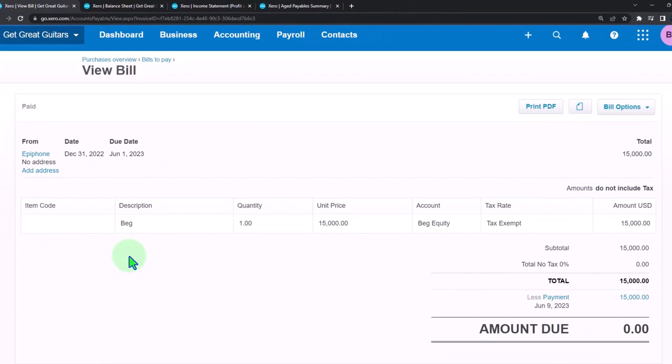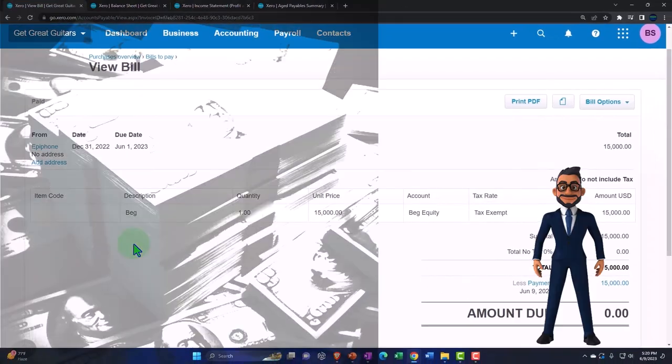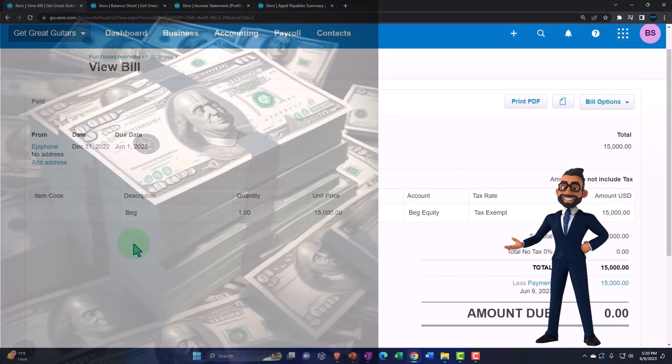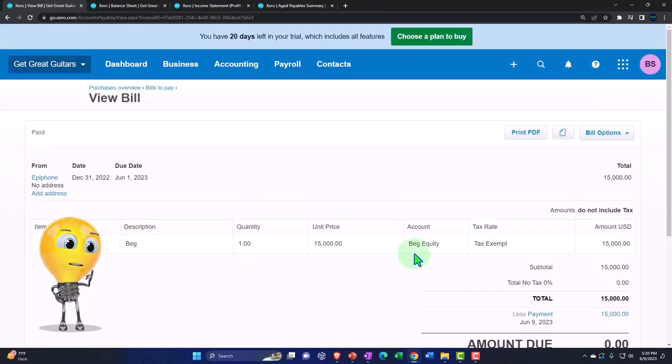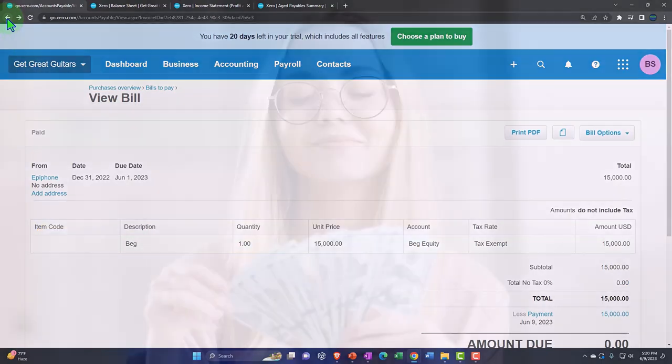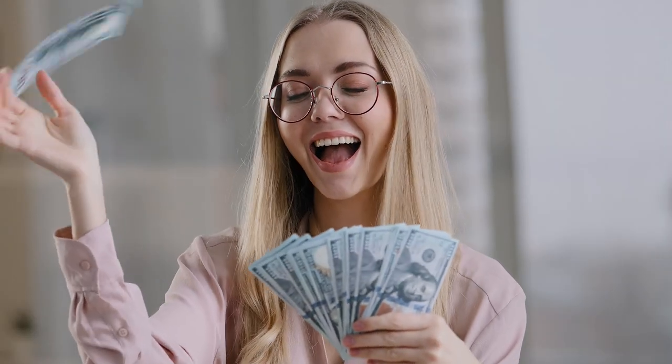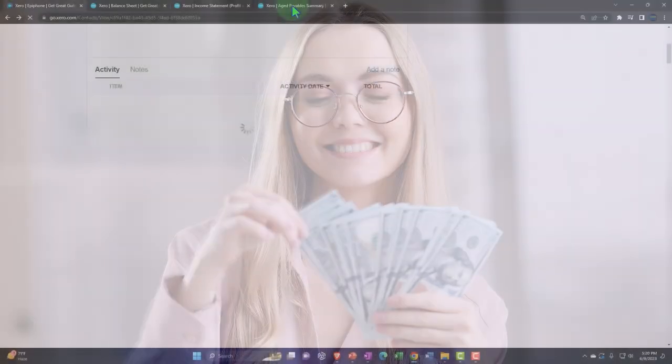But again, we'll spend more time entering bills in the future, because when you pay the bill, it's going to decrease the accounts payable account. Yeah, because we just put it right into equity. All right, so that's the general idea. We'll talk more about bills and paying bills in the second month of operations. Let's take a look at our trial balance now.